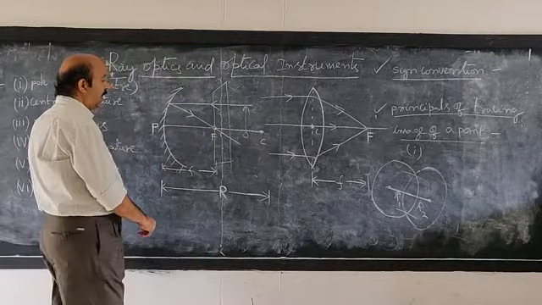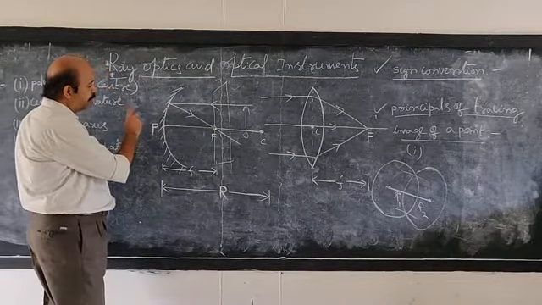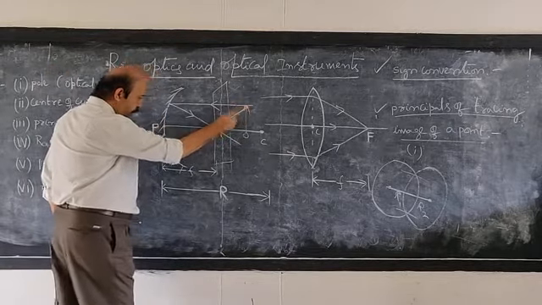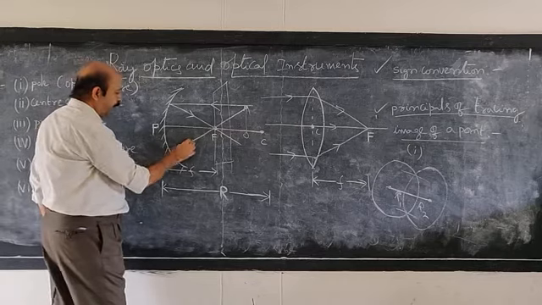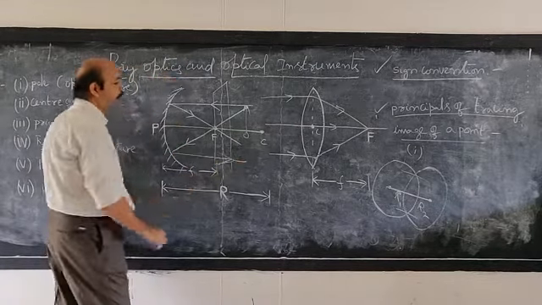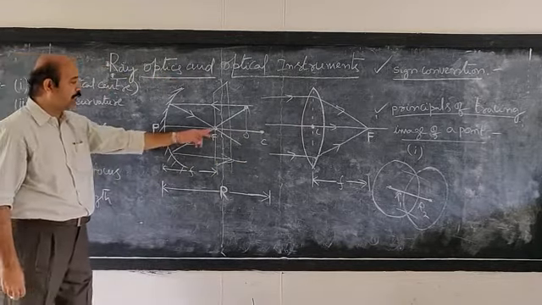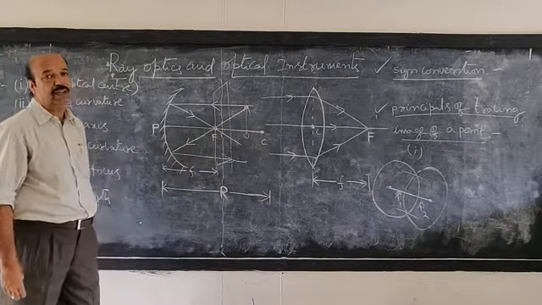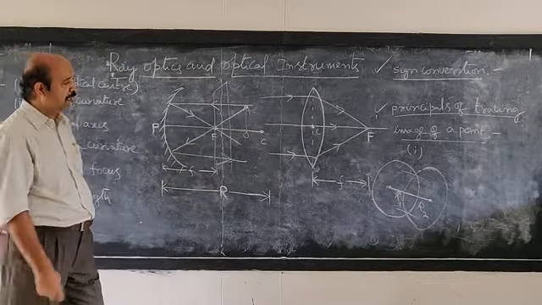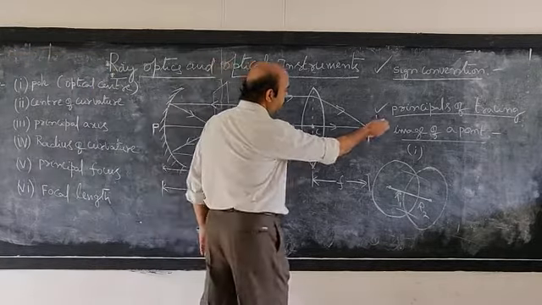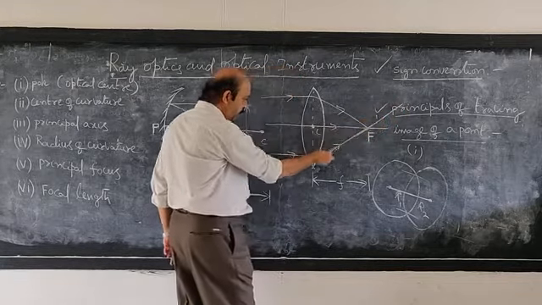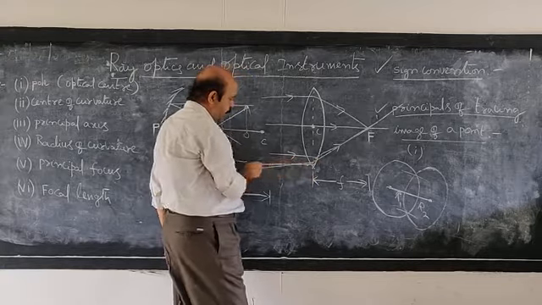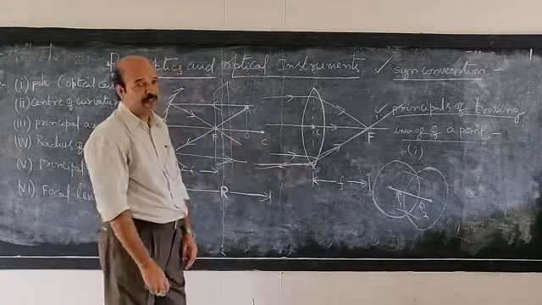Another thing is a ray passing, let us suppose this is the object, a ray is passing through the focus. After reflection, it will pass parallel to the principal axis. So after reflection, the ray coming through the focus will pass parallel to the axis. That is another rule. And similarly here also we can say that a ray coming through the focus from the object, let us suppose, after refraction will pass parallel to the axis, something like that.